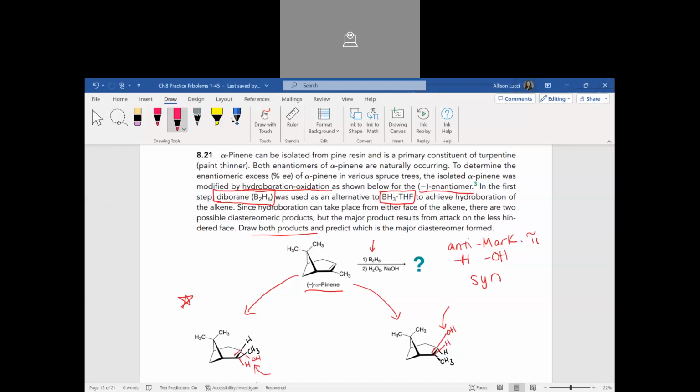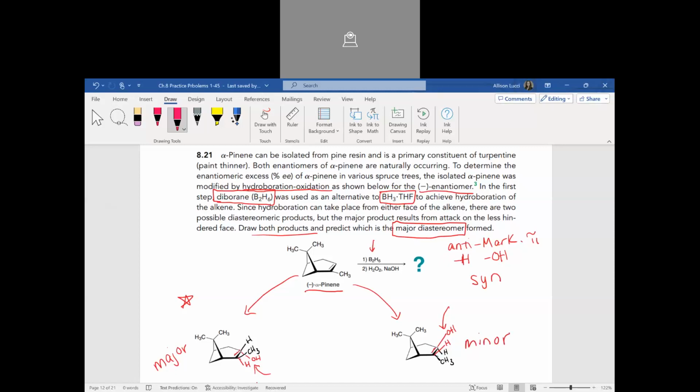And then we want to know which is the major diastereomer. So these are not enantiomers, these are diastereomers. And the major would be this one over here, and I will explain why. This guy over here is the minor product due to steric hindrance.